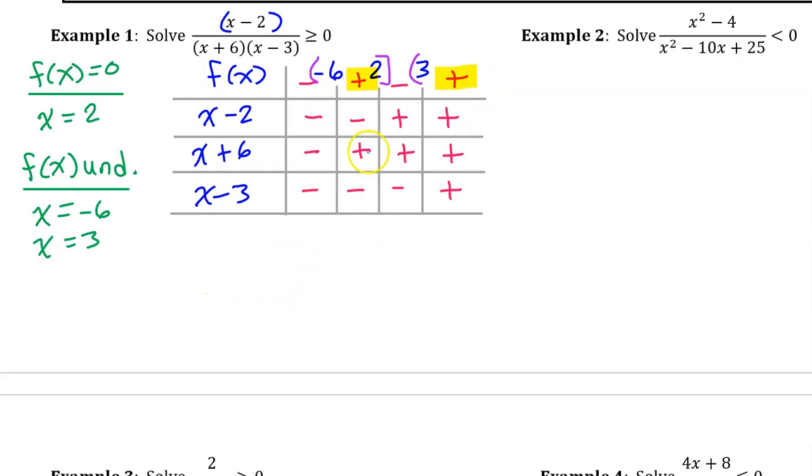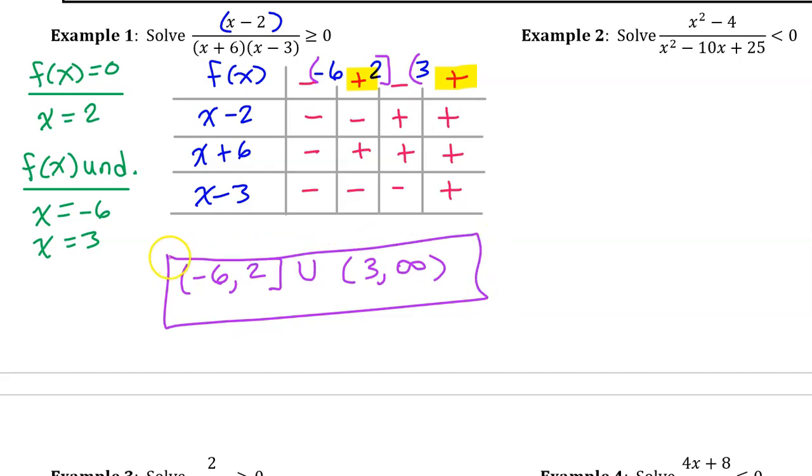So the final answer will go like this. This interval from -6 to 2 will be written this way. Then we say union, and now we need to pick up this other yellow interval, which will go from 3 to infinity. So this is the final answer.